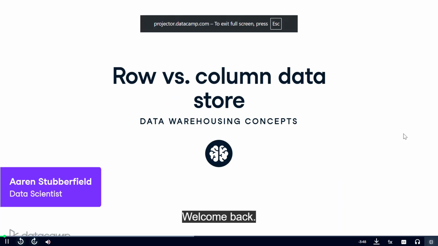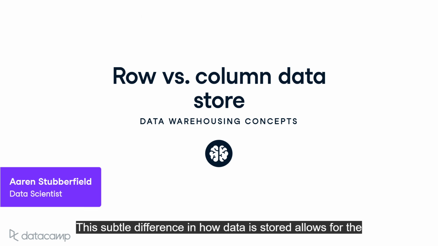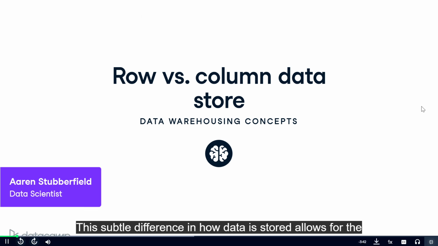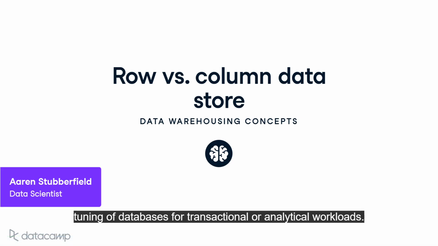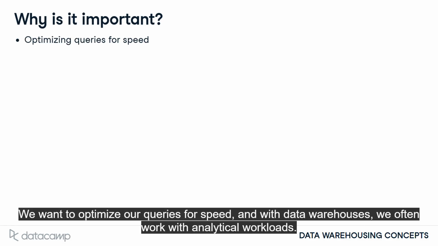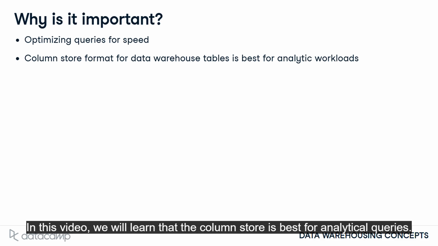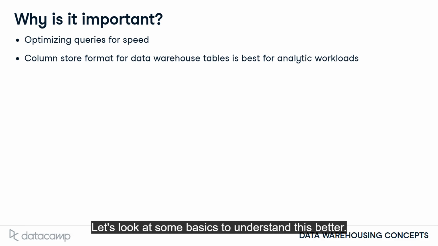Welcome back. Let's now turn our focus to column and row data storing. This subtle difference in how data is stored allows for tuning of databases for transactional or analytical workloads. We want to optimize our queries for speed, and with the data warehouse, we often work with analytical workloads. Recall our discussion of OLAP versus OLTP systems in the previous video. In this video, we will learn that the column store is best for analytical queries. Let's look at some basics to understand this better.